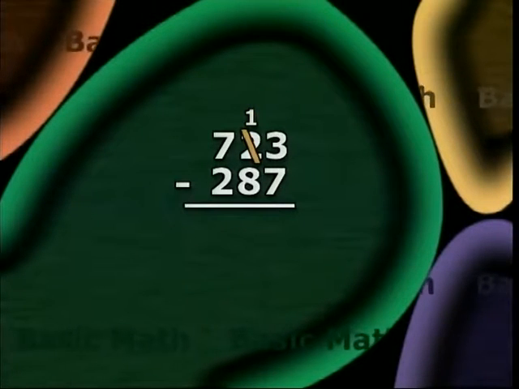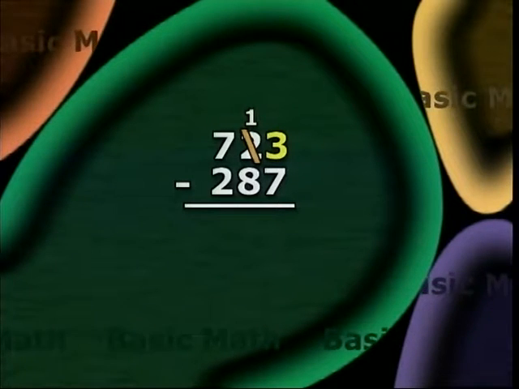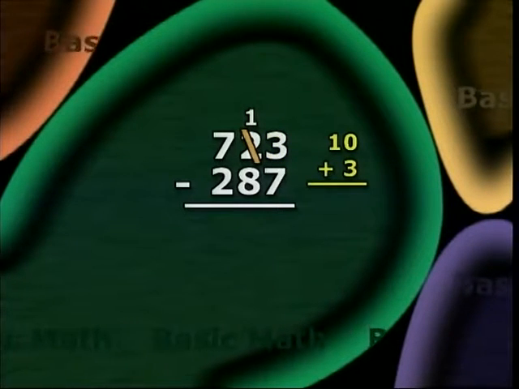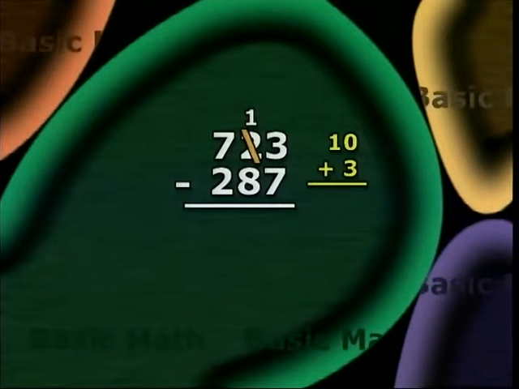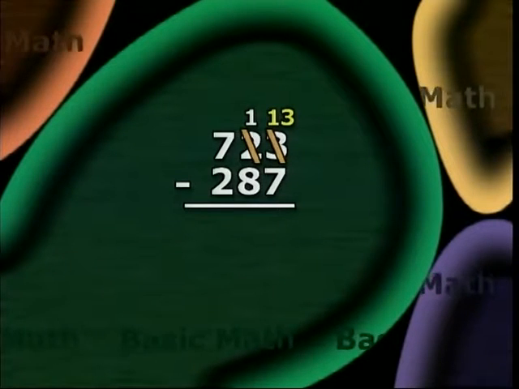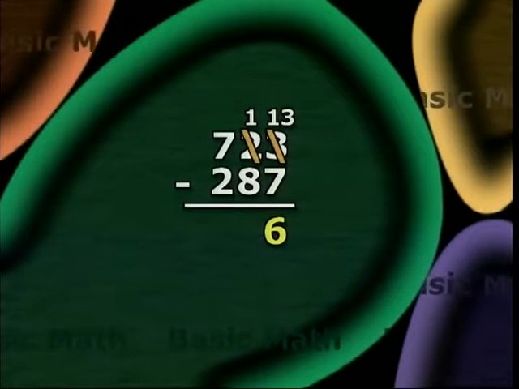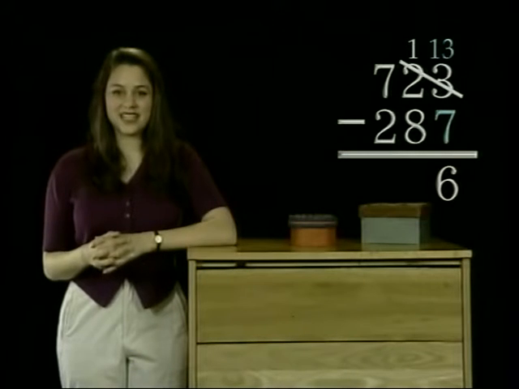And remember that the 1 from the tens place is worth 10 to the units place. So we add the 10 we borrowed from the tens place to the 3 already in the units place. So now we're subtracting from 13, or 3 plus 10. 13 minus 7 equals 6, which goes in the units place of the solution. So we've got one of the digit places done.